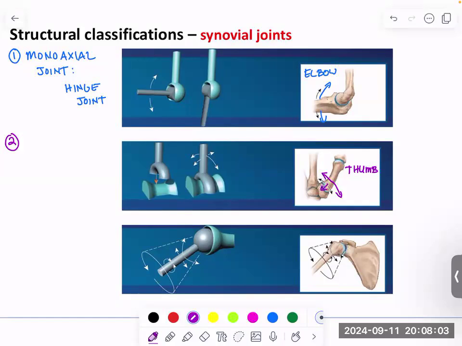This one is a biaxial, or 2 axial, joint. And the thumb is specifically a saddle joint. Okay, because of how it moves along those axes. The thumb kind of sits down on this saddle, which allows it to move not on one axis, but 2 axes. That's why it's called the saddle. 2 axes, biaxial.